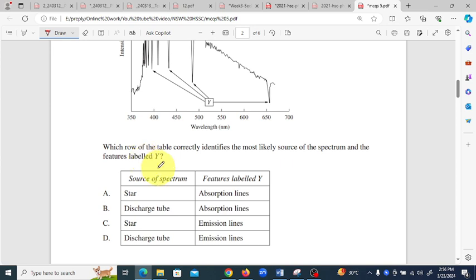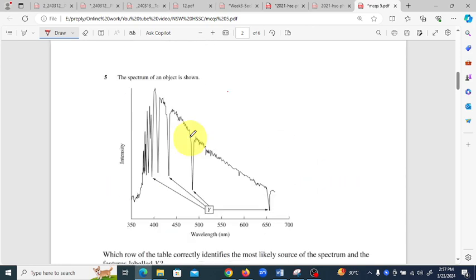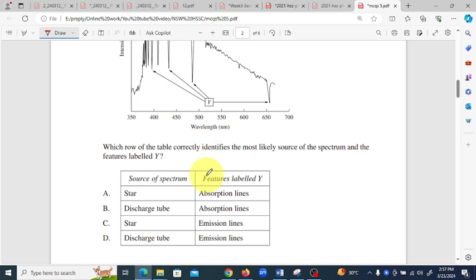labelled as Y. The source of the spectrum is star, discharge tube, star, and discharge tube, and the feature is absorption lines. So clearly these dips are actually the absorption lines. So the options with emission line, C and D, are the wrong options. So we have to choose between A and B.